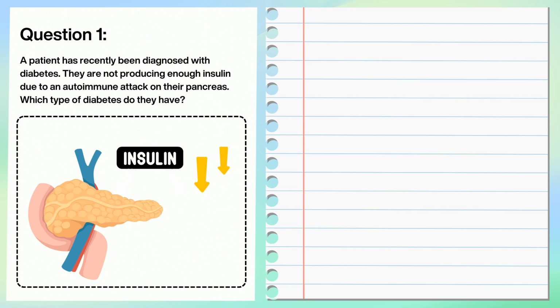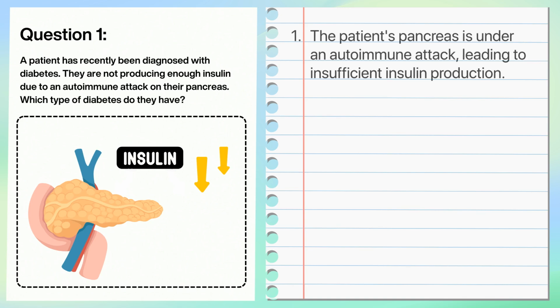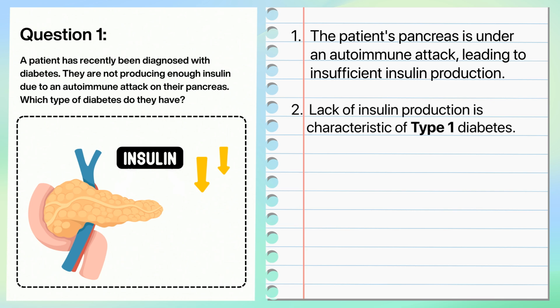First, we recognize the key actions. The patient's pancreas is under an autoimmune attack, leading to insufficient insulin production. From this, we know that a lack of insulin production is characteristic of type 1 diabetes. Therefore, our conclusion is that the patient has type 1 diabetes.